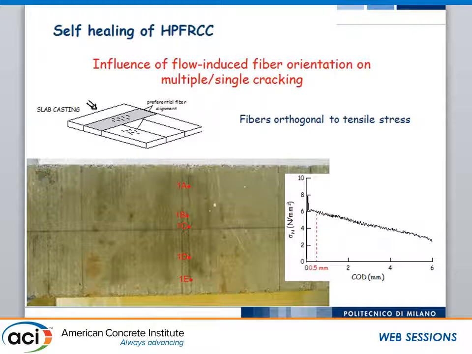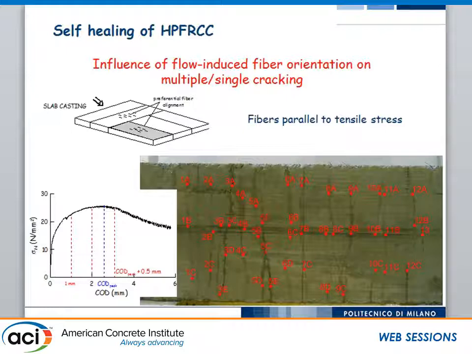So this is the same material, but because of the alignment of the fibers, it was actually strain softening fiber reinforced concrete. But if the fibers are aligned in the right way, with fibers parallel to the stress, you see, we got a clear deflection hardening behavior. We performed some back analysis and some tension tests, and we also had strain hardening behavior.